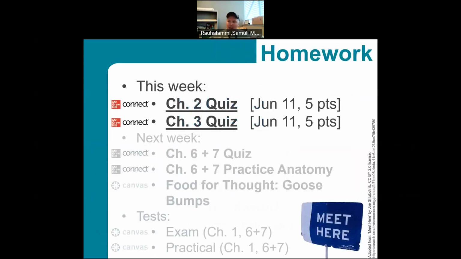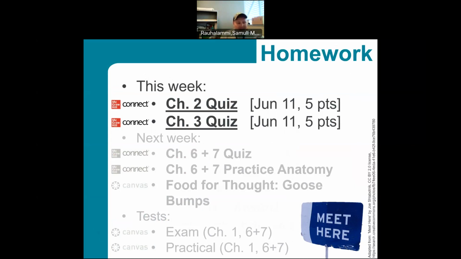This week, what I'm really looking for you to do is actually just 2 quizzes. There's no practice anatomy assignments. There's just simply 2 quizzes. The quizzes that I'm asking you to complete cover chapter 2, and then the second quiz covers chapter 3. Both of these are due at the end of the week, so 1 minute before the end of the week on Sunday night, and both are worth the same amount of points. They're completed on Connect. You will be able to access it through our Canvas course.